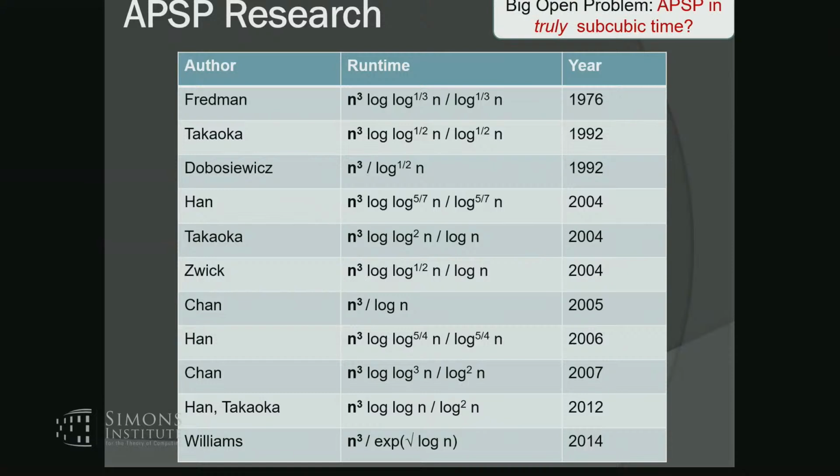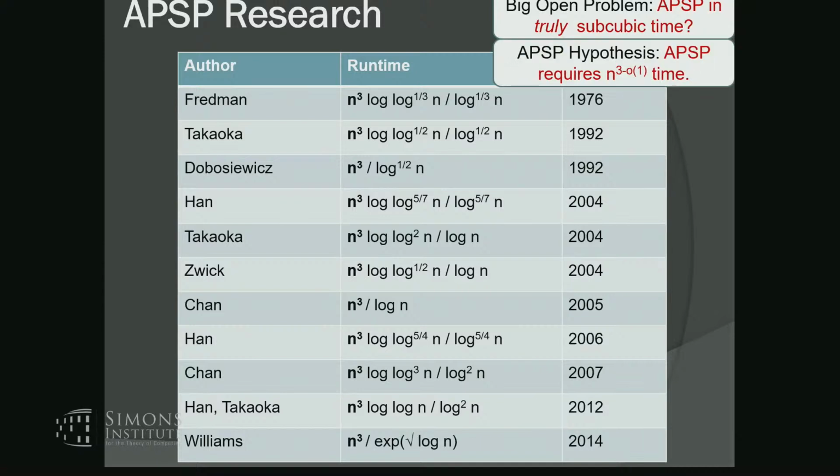Okay, so this is a big open problem. Is all pairs shortest paths in truly subcubic time? And this is what we use as our hypothesis, that it's not. That's the APSP hypothesis.